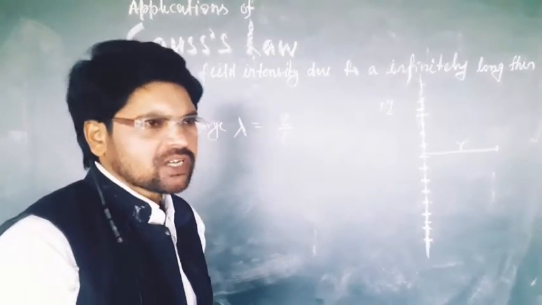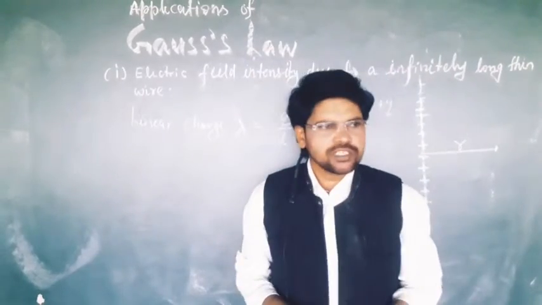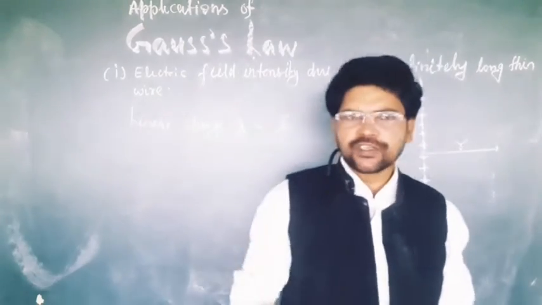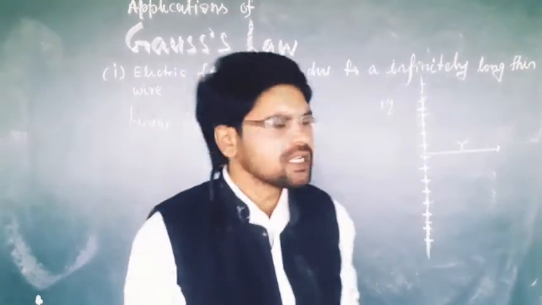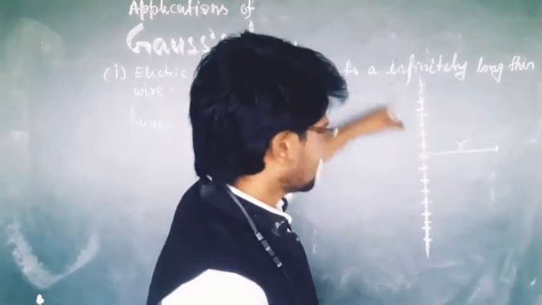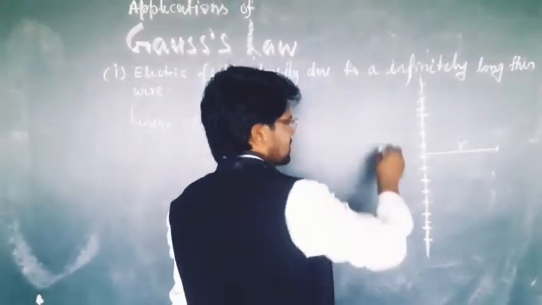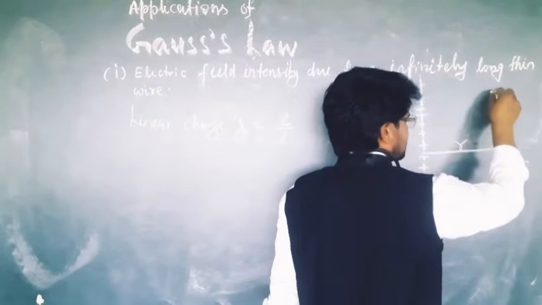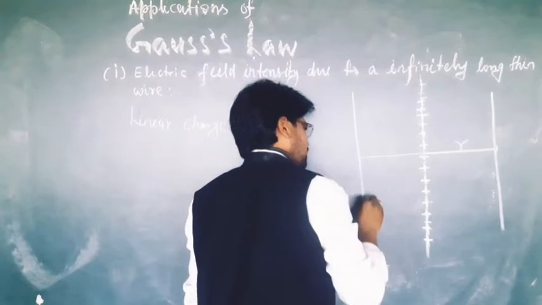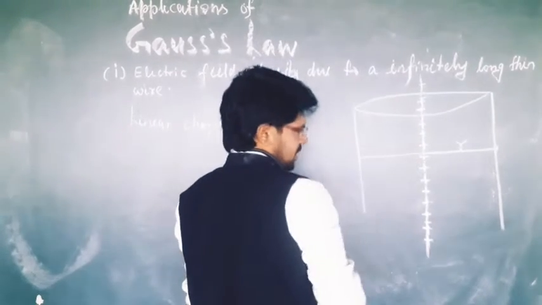To use Gauss law, we need a closed surface, because Gauss law is only applicable to a closed surface. Gauss law tells us that for a closed surface, the total flux through the surface is 1 upon epsilon naught times the total charge inside the surface. So we have to consider a Gaussian surface. In the case of an infinitely long wire, we consider a Gaussian cylinder of radius r. That is the distance of the point where we have to calculate the electric field.